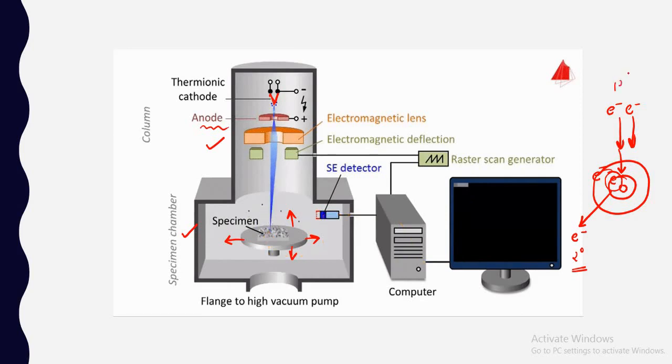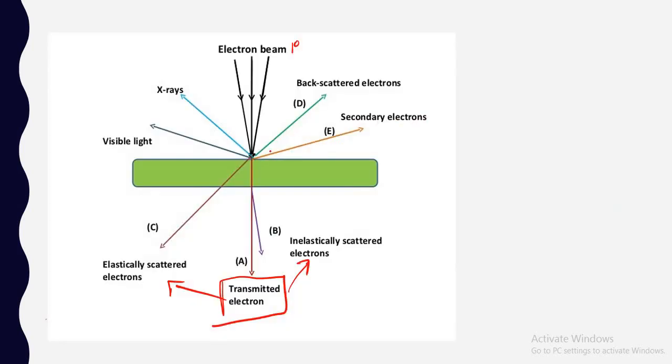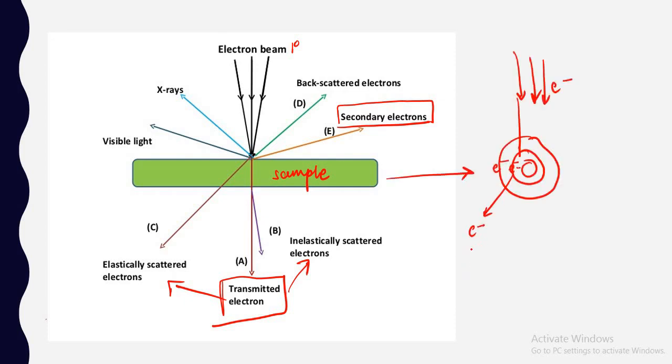When the primary electrons, the main source of electrons generated through this cathode anode right here, move down to the electron revolving in the orbit, they will knock out this electron. These electrons are known as secondary electrons. SEM, the scanning electron microscope, uses these secondary electrons which have been knocked out from the sample. These knocked out electrons are known as secondary electrons.